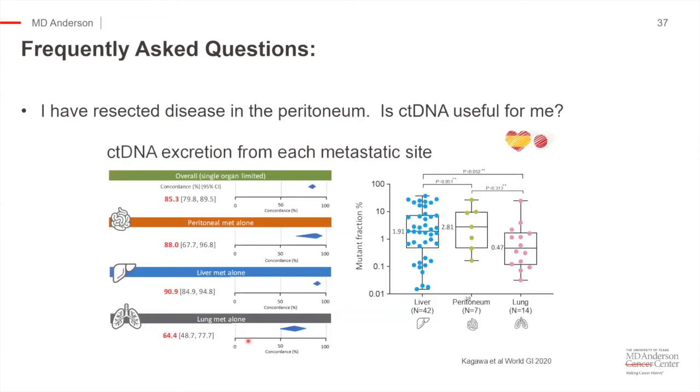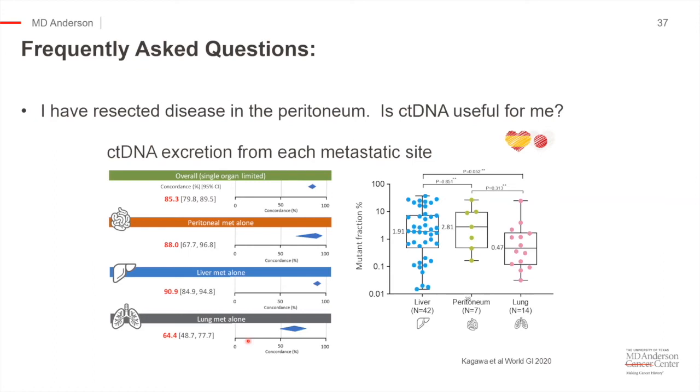Another question: I have resected disease in the peritoneum, right? Is ctDNA useful for me? So this gets at the idea that there's a lot of variability in how ctDNA is released in different parts of the body. And we think that ctDNA is really good for detecting liver disease, for example. We just have a lot of data on that. And there are questions about, well, is peritoneal sensitivity the same as lung versus liver? And there are some differences. And I think the data is still a little immature here.